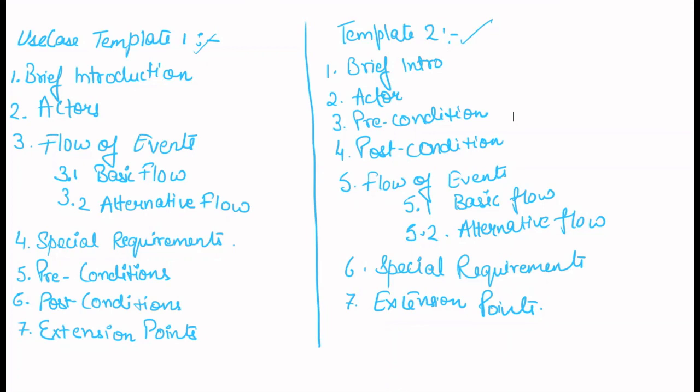Extension point can be defined like this: suppose I have a use case login and another extended use case for it called invalid password. So there will be an extension point in the login use case, and that extension point will mention invalid password. That's how you are going to depict your diagram as well as the document for a particular use case.